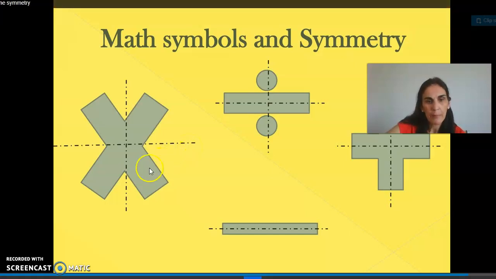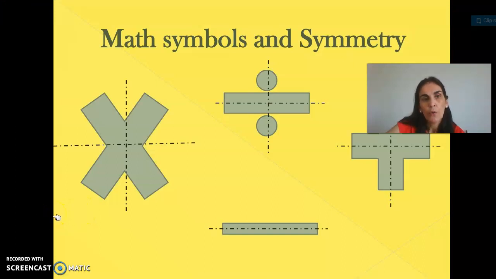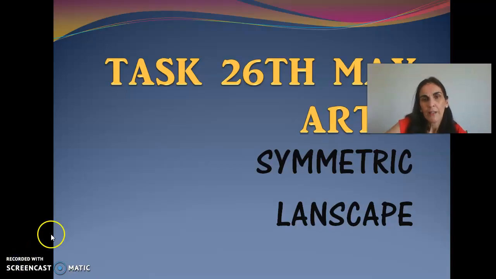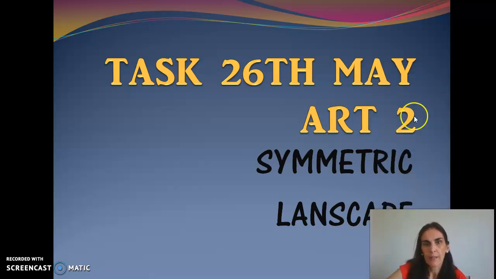Well, after that, I'm going to explain the task you're going to do for this week, okay? Here is the task for this week's activity, for this week's art lesson. The task for the 26th of May is a symmetric landscape. You have to draw a symmetric landscape. I'm going to show you what you have to do, okay?